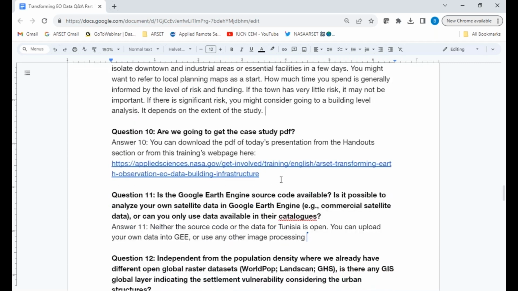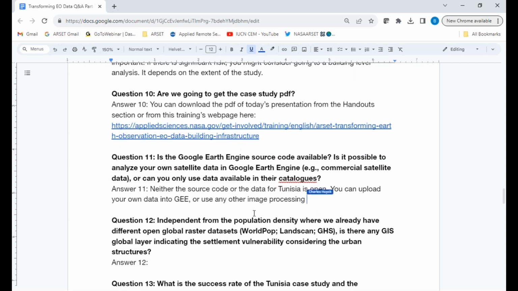And question 10, are we going to get the case study PDF? Now, when I saw this come through, I thought possibly at first they were referring to the PDF of the presentation here today, but it is also possible that they could be referring to a specific case study and a link to that. So the person who asked that question, if you could drop in the question box a little bit of clarification, and if so, maybe we can find that URL for you.